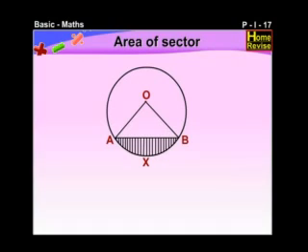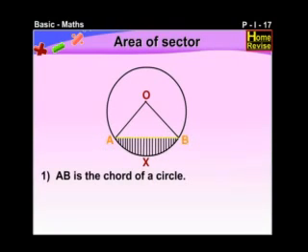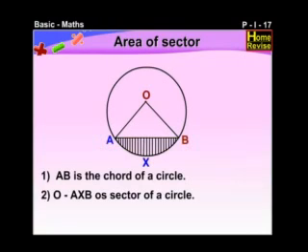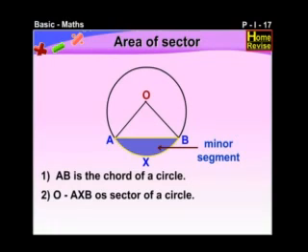In this figure, AB is the chord of a circle. O dash AXB is called the sector of a circle. This arc AXB is called the minor arc, and the remaining part is called the major arc. The shaded portion between chord AB and arc AXB is called the minor segment.